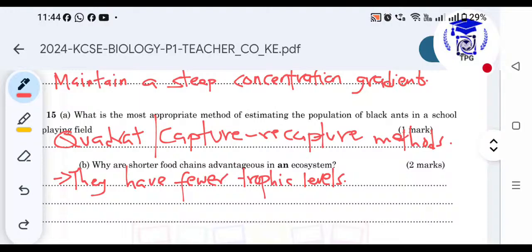They have fewer trophic levels. And another one is because energy is conserved.